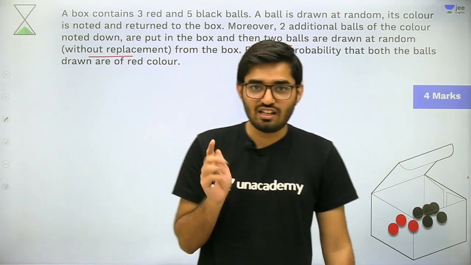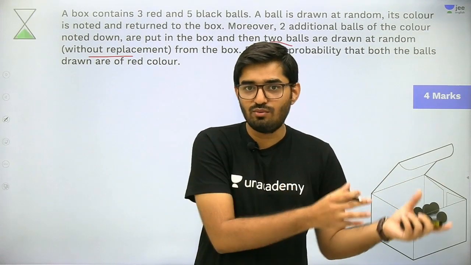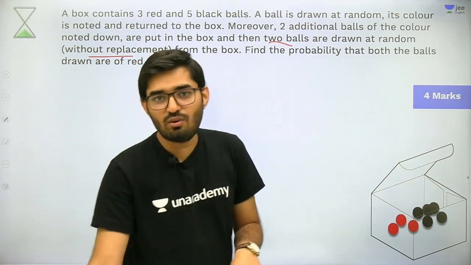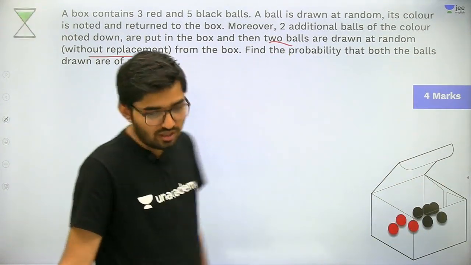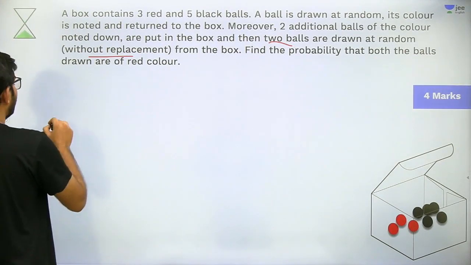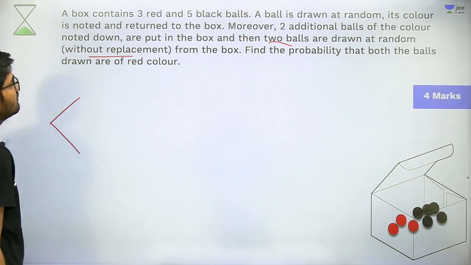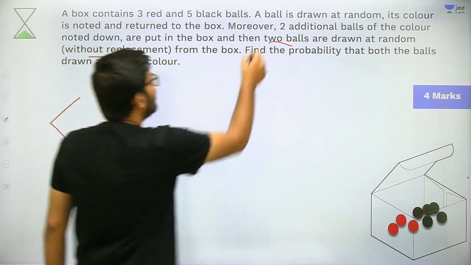So here, they are asking about the end result, what is happening at the end. So this is a question of the total probability theorem. First of all, we need to draw the tree diagram. For the first ball, we are taking out 1 ball, right? A ball is drawn.